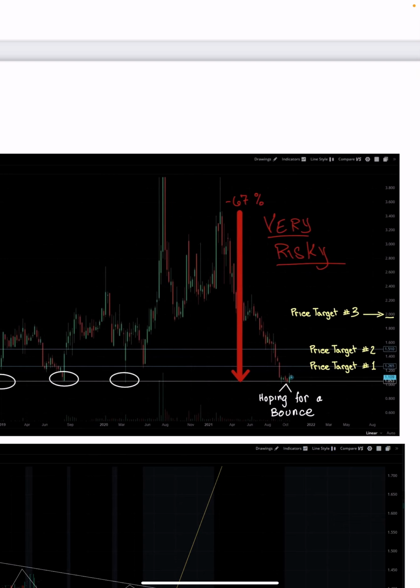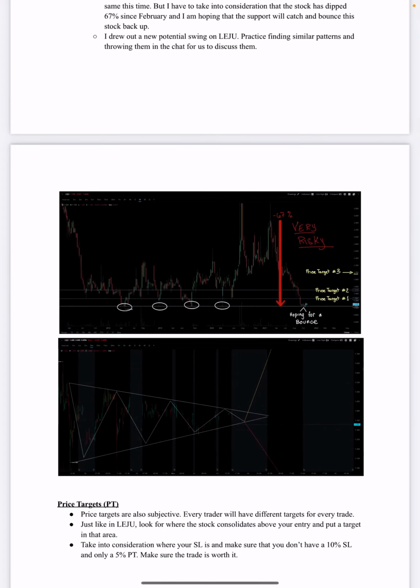Here is where you want to hope for a bounce. And right when it hit $1, all of us entered, and we did hit our second price target. It did not go up to our third price target, but we did bank very nicely off of this play. Right, so this is the second play that I found.